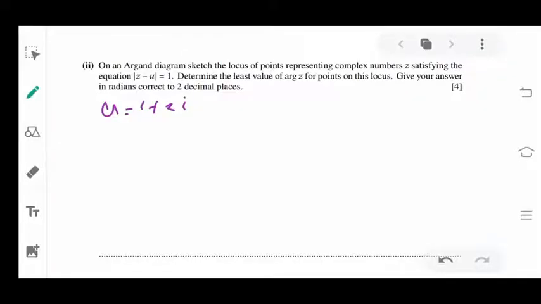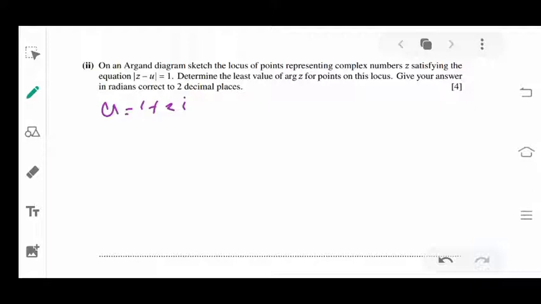The next part of the question is, on an Argand diagram, sketch the locus of points representing complex numbers z satisfying the equation mod z minus u is equal to 1. Determine the least value of arg z for points on this locus. Give your answer in radians, correct to 2 decimal places. So in the previous question we have discussed the same type of question, but there it was to find the greatest value of arg z. Now we have to find the least value. Let's see how to do this.